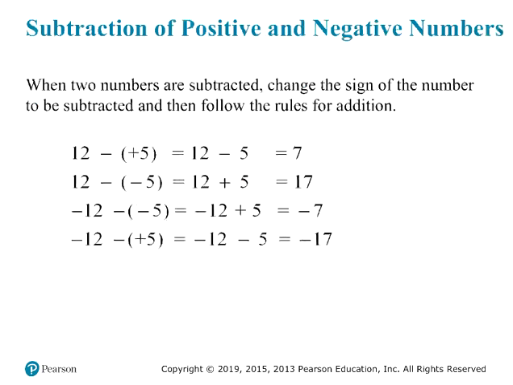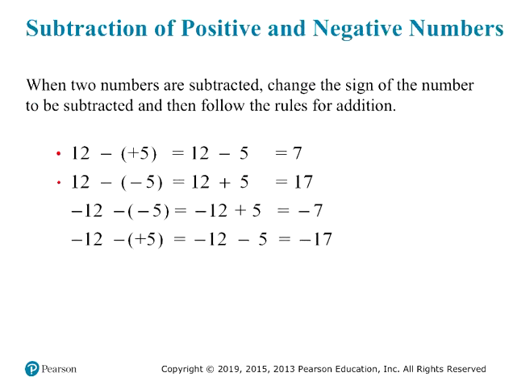All right, so now subtraction of positive and negative numbers. So when two numbers are subtracted, we're going to change the sign of the number that will be subtracted, and then we just follow the rules for addition. So for instance, let's say we have positive 12 minus positive 5. We're really just subtracting 5 from 12. And then remember, the sign of the answer is the same as the larger number, which was positive.